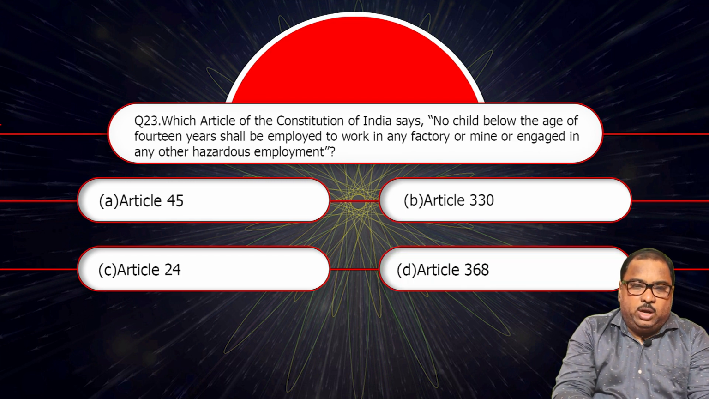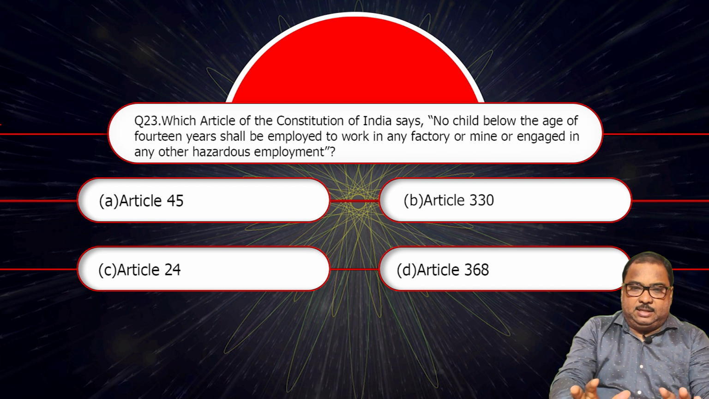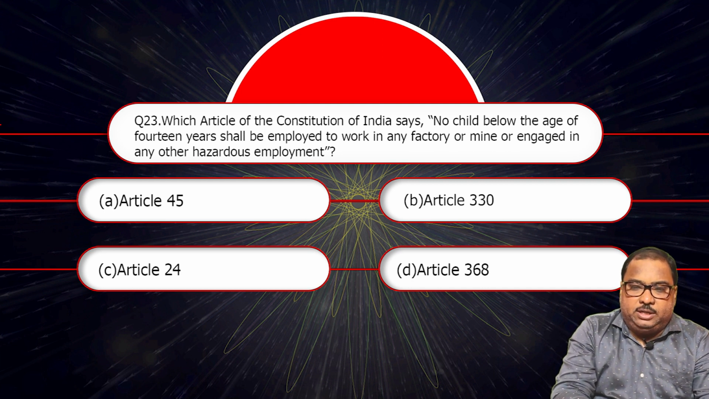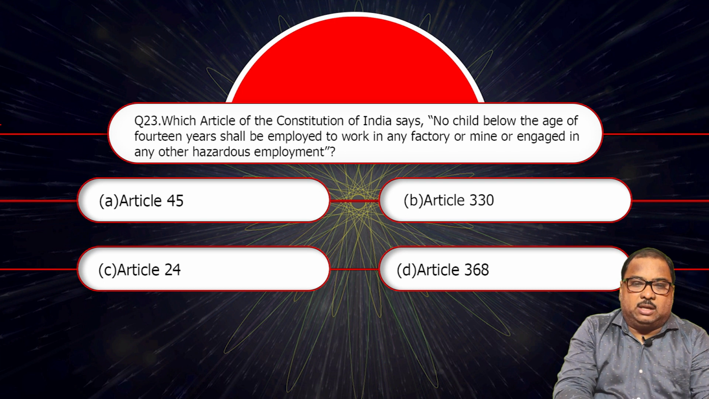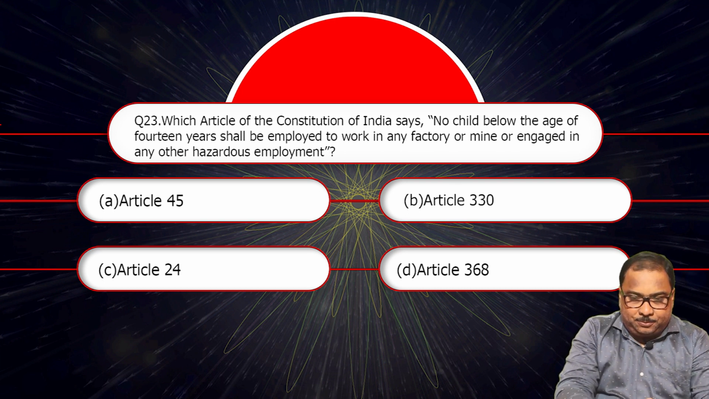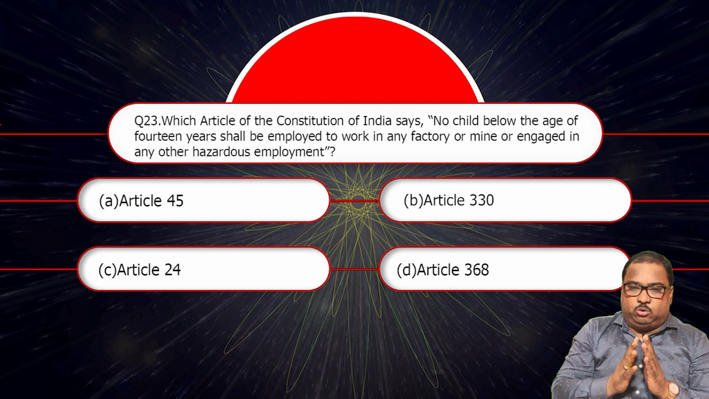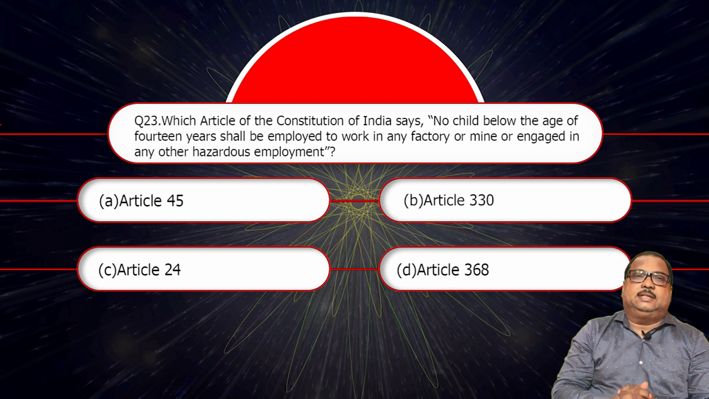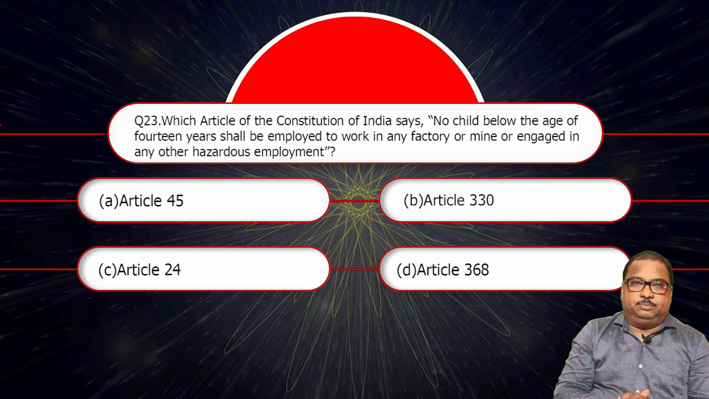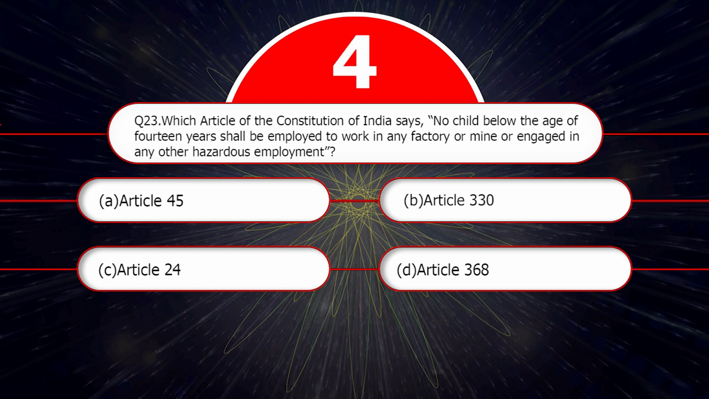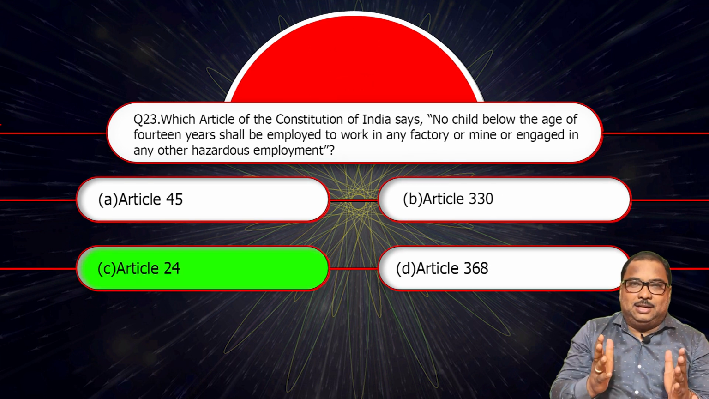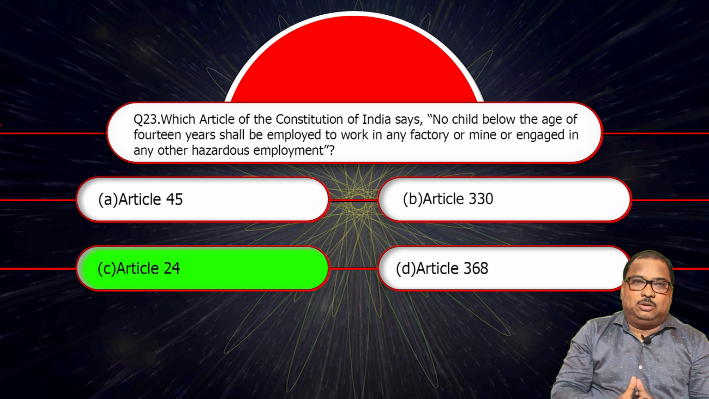Next question. Which article of the Constitution of India says no child below the age of 14 years shall be employed to work in any factory or mine or engaged in any other hazardous employment? Options are option A, Article 45, option B, Article 330, option C, Article 24, option D, Article 368. Your time starts now. The correct answer is Article 24.